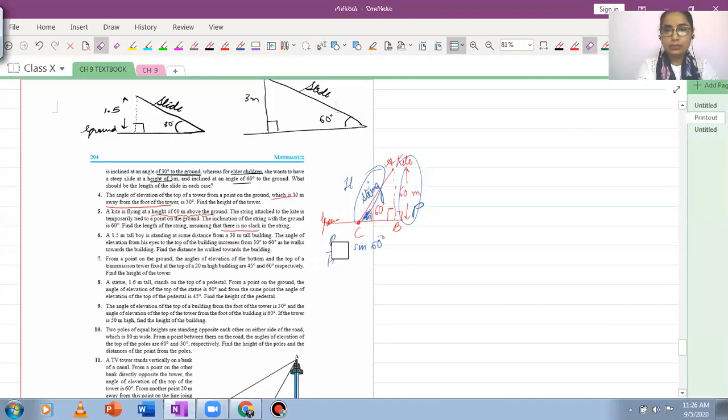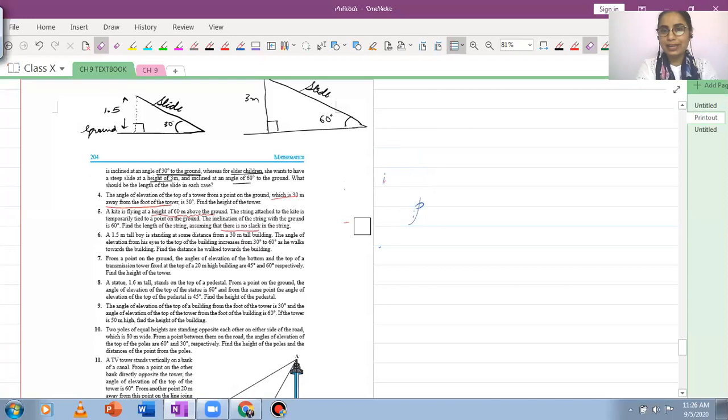All right. The next question that we have is, you can just mark from question number 6 onwards the question. This is now level 2, from question 6 onwards.